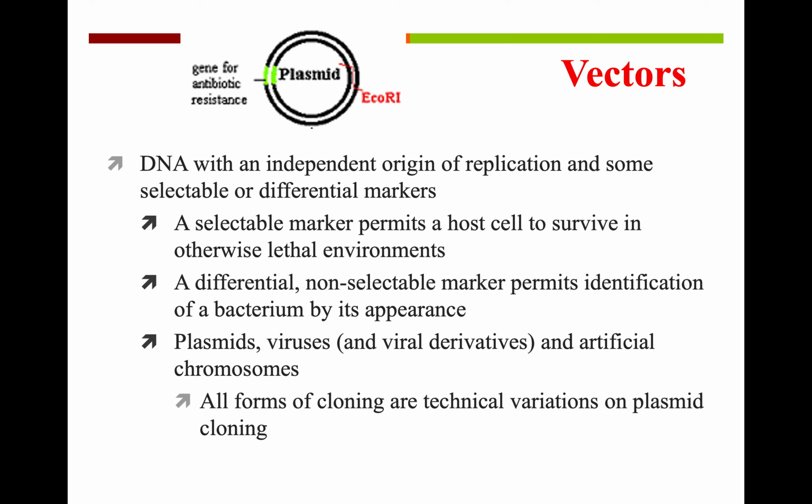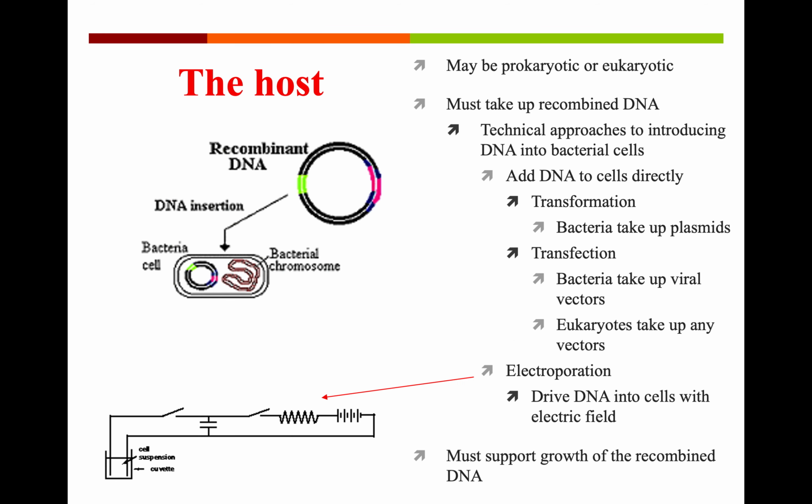Vectors could be in the form of plasmids, a lot of them in the form of plasmids. Some of them are also in the form of viruses and viral derivatives. This is mostly true for animal cells, because viral vectors work much better for animal cells. Apart from that, we also have artificial chromosomes. All forms of cloning are technical variations on plasmid cloning. It depends on the type of vector that you use, whether it's a plasmid, virus or artificial chromosome.